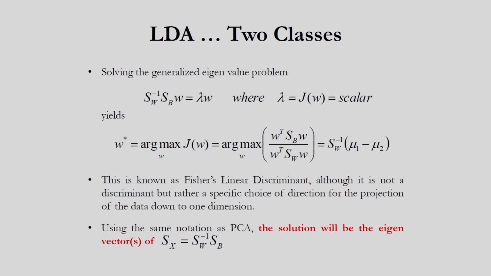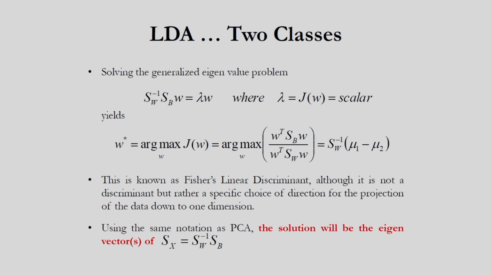So SW inverse, that is the inverse of the within class scatter matrix, into SB, the between class scatter matrix, equals lambda W, where W is the projection vector. So lambda is the eigenvalue. Lambda is the scalar.